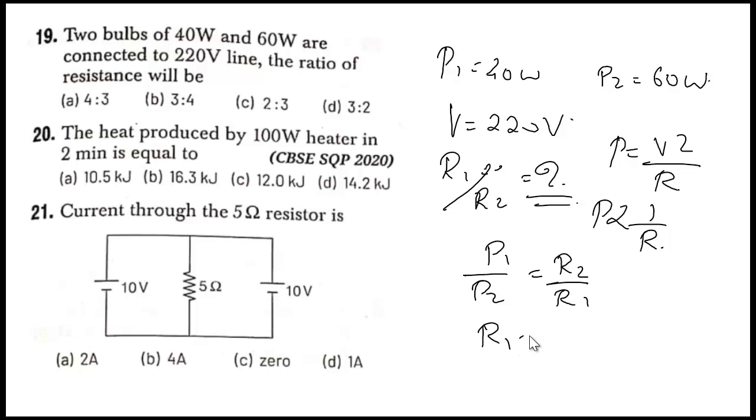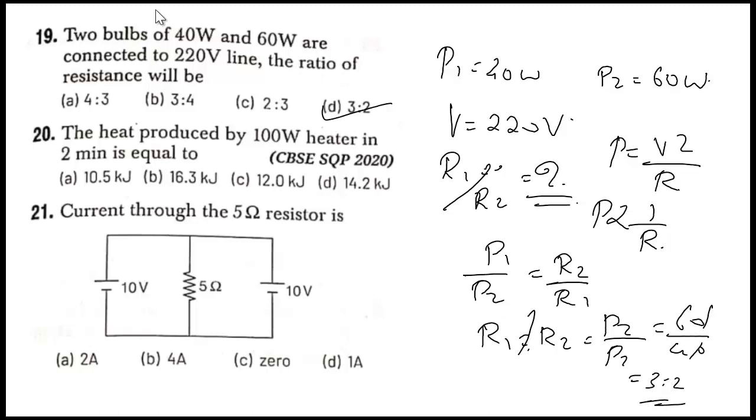Therefore, R1 by R2 equals P2 by P1. What is P2 by P1? 60 by 40, that is 3 by 2. So the answer is 3:2. D is the correct answer.